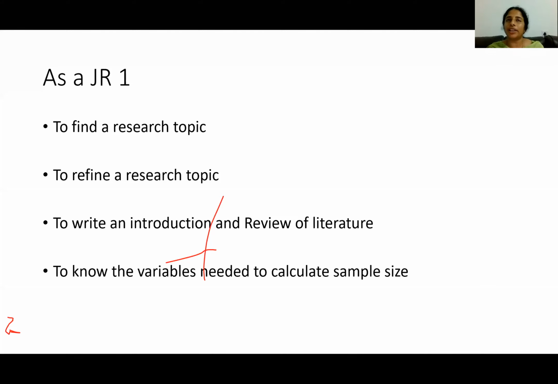So these are the 4 reasons why a JR1 should search literature. If you are at square 1, to find a research topic. Once you have found a research topic, to refine it, to write an introduction and review of literature in your protocol, and finally to know the variables which are needed to calculate the sample size.